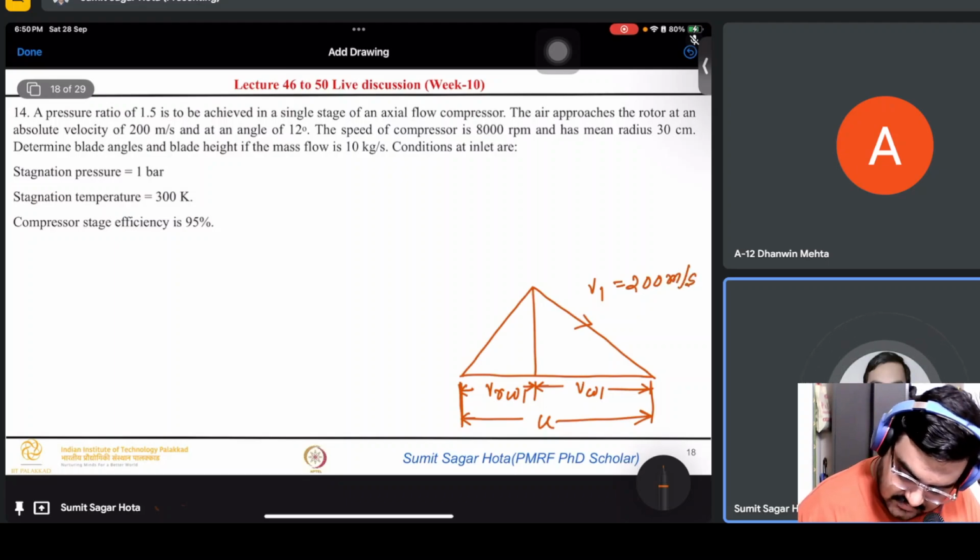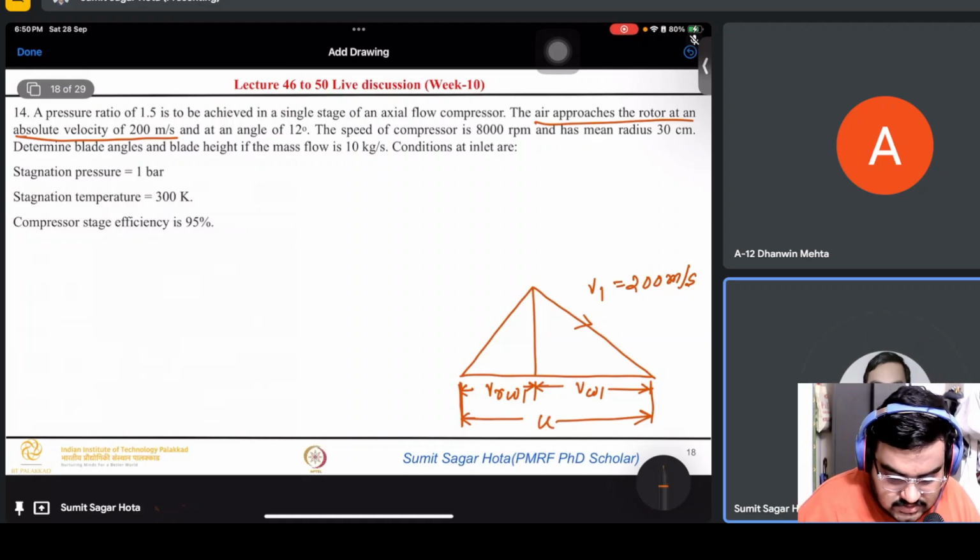So in this question, if you see, the air approaches the rotor at an absolute velocity of 200 meter per second. Approaches the rotor means it's actually at the inlet, and the velocity given is 200 meter per second. And at an angle of 12 degree, that means this angle is given as 12 degree.